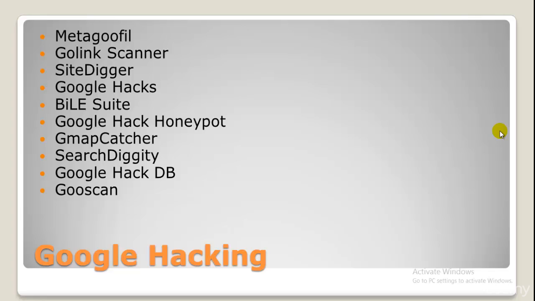GHH implements the honeypot theory to provide additional info security to your web presence. We have Gmap Catcher, Search Diggity, Google Hacking Database, as I showed you, and finally GooScan. GooScan is a tool that automates queries against Google search appliances, and these queries are designed to find potential vulnerabilities on your websites. So that would be it for this tutorial.